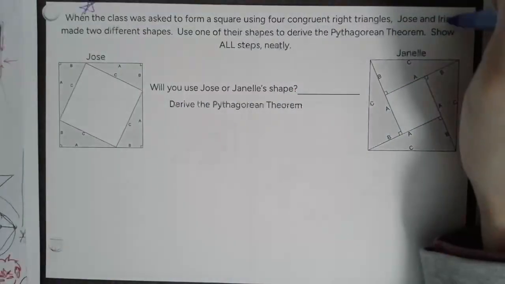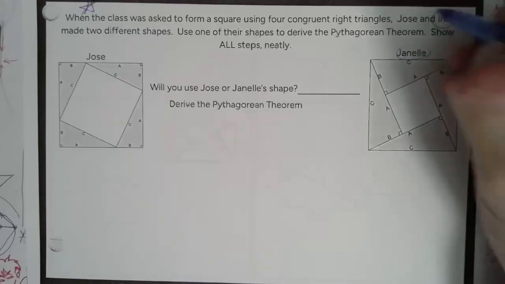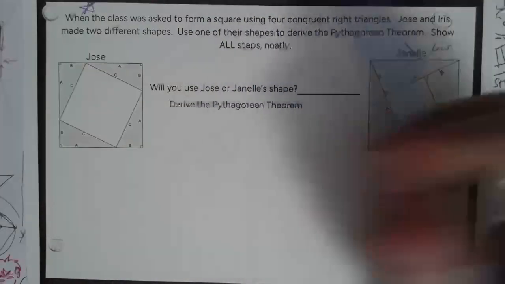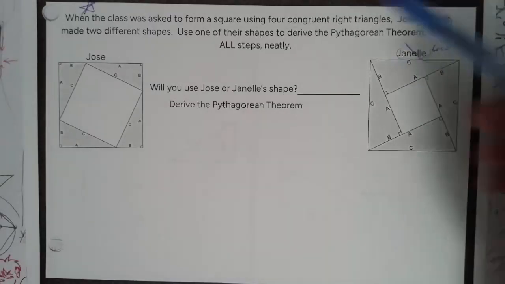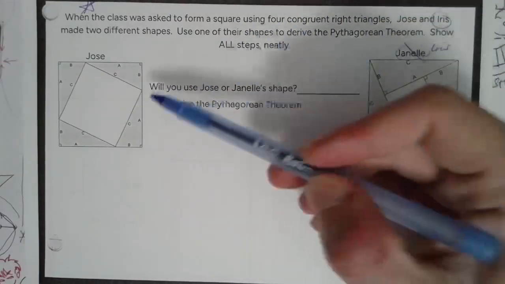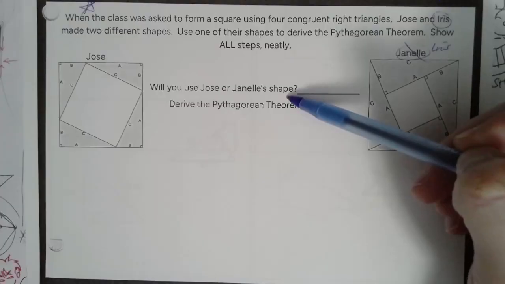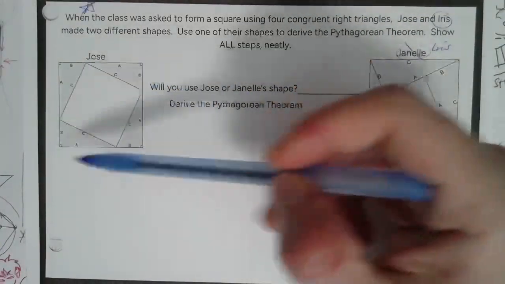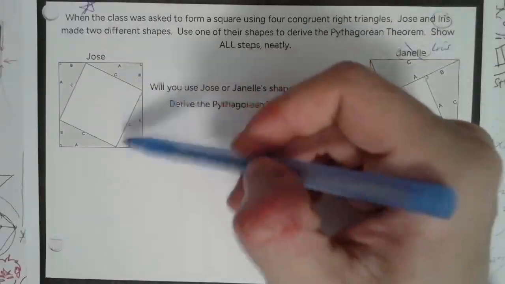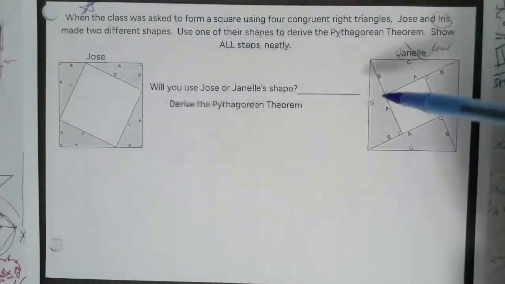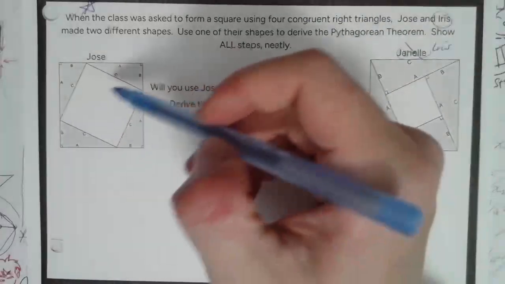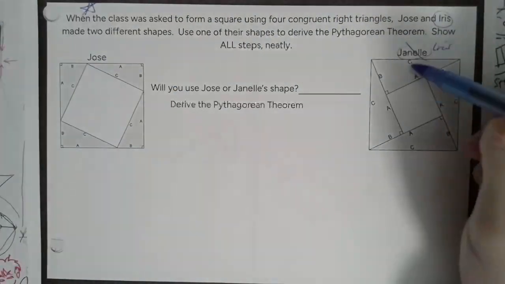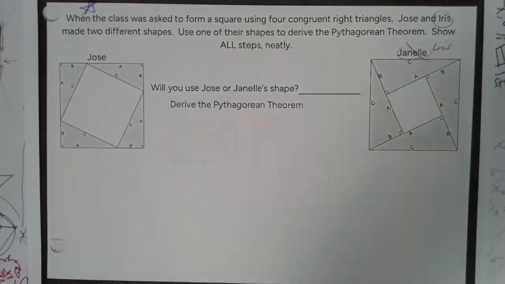It says Jose and Iris, but this says Janelle, so I'm guessing this is supposed to be Iris. Use one of their shapes to derive the Pythagorean theorem. Show all steps neatly. Will you use Jose or Janelle's shape? In class, I showed you guys this shape. Both of them work. Notice that they're the same. See that this square is the same size as this square. And notice that each of these triangles is the same. They both have A, B, and C. This triangle also has A, B, and C.